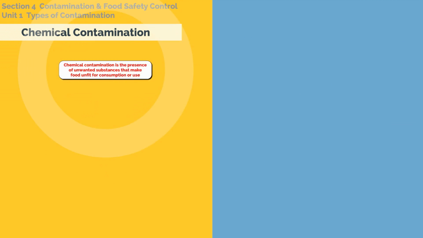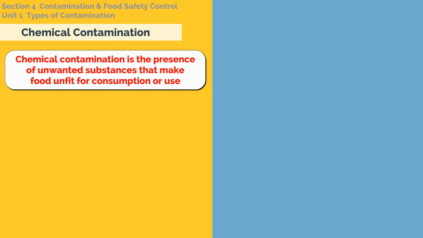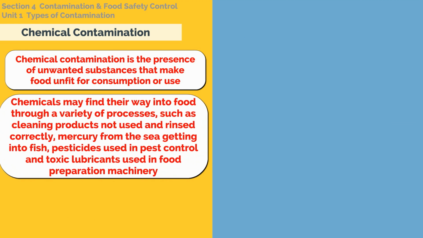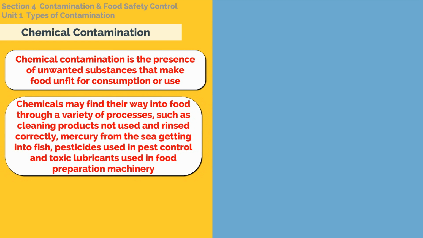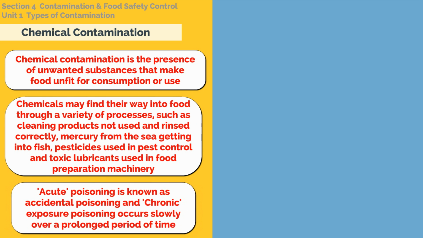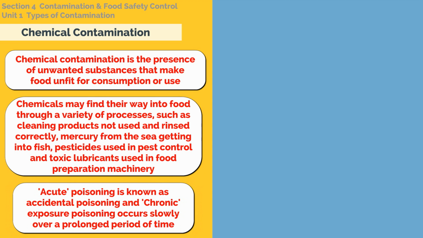Chemical contamination. Chemical contamination is the presence of unwanted substances that make food unfit for consumption or use. Chemicals may find their way into food through a variety of processes, such as cleaning products not used and rinsed correctly, mercury from the sea getting into fish, pesticides used in pest control, and toxic lubricants used in food preparation machinery. Acute poisoning is known as accidental poisoning, and chronic exposure poisoning occurs slowly over a prolonged period of time.